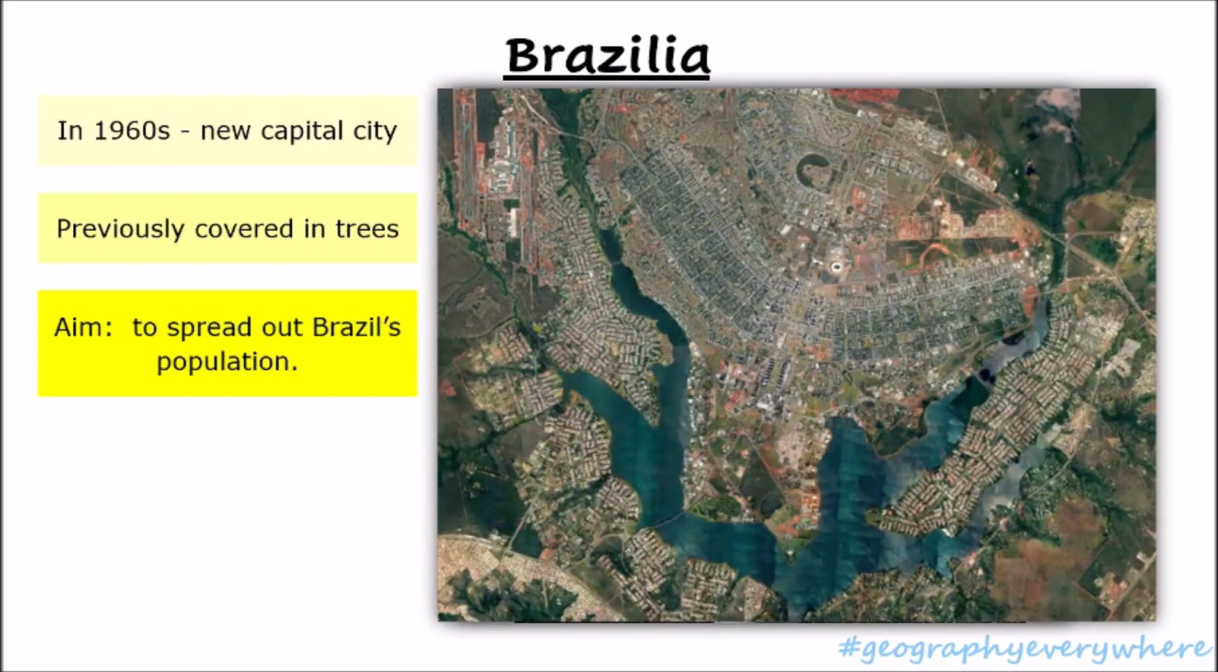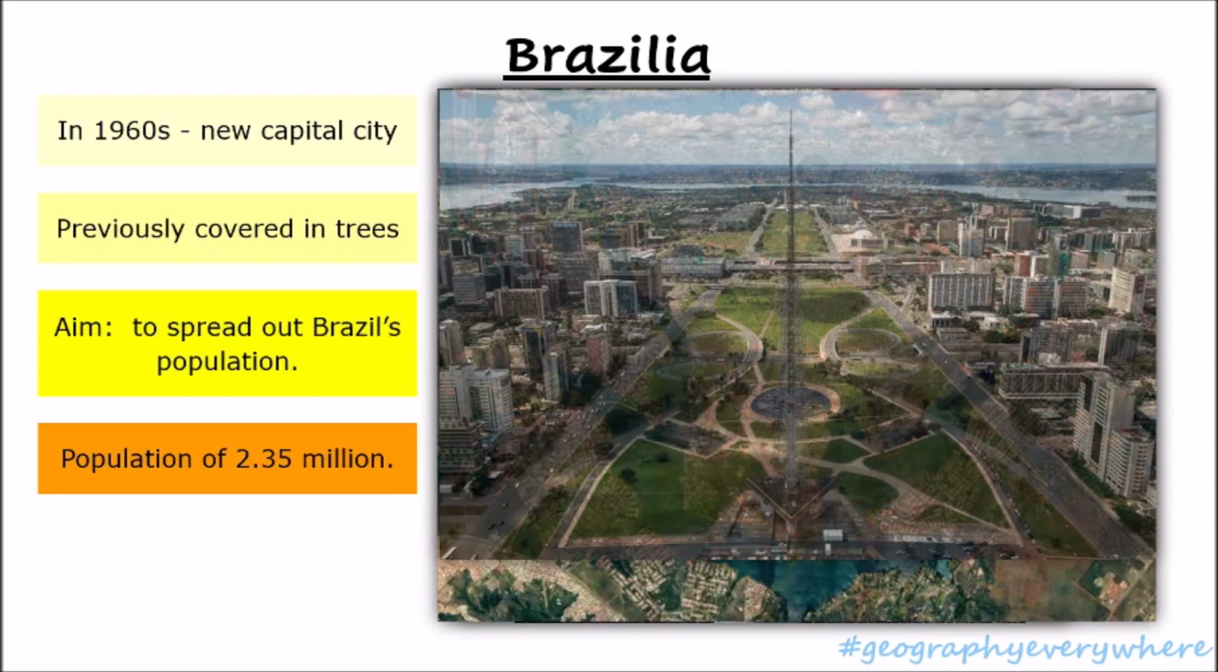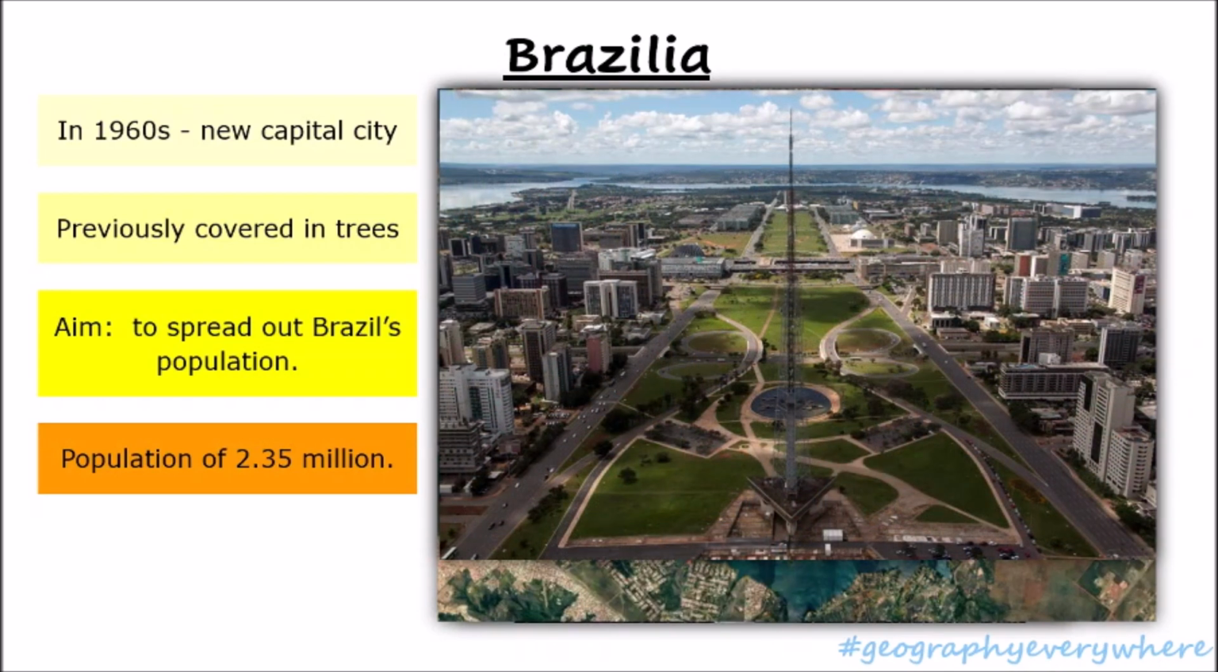This is what Brasilia looks like now. As you can see, all the houses and streets are neatly planned out. The lake you see was also man-made and was built to regulate the climate and to increase the amount of water available in the area. Brasilia now has a population of nearly 2.5 million, and this is what it looks like. Many people live in this city and are attracted to this area because it is the capital city.